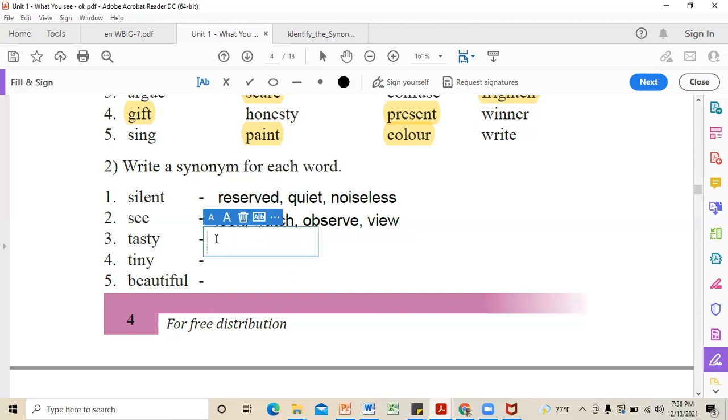And the next word, tasty. So can someone let me know what are the words which we can use for tasty? Delicious. Yes, very good. Delicious. Right. Delicious. So any other words which you think we can use?